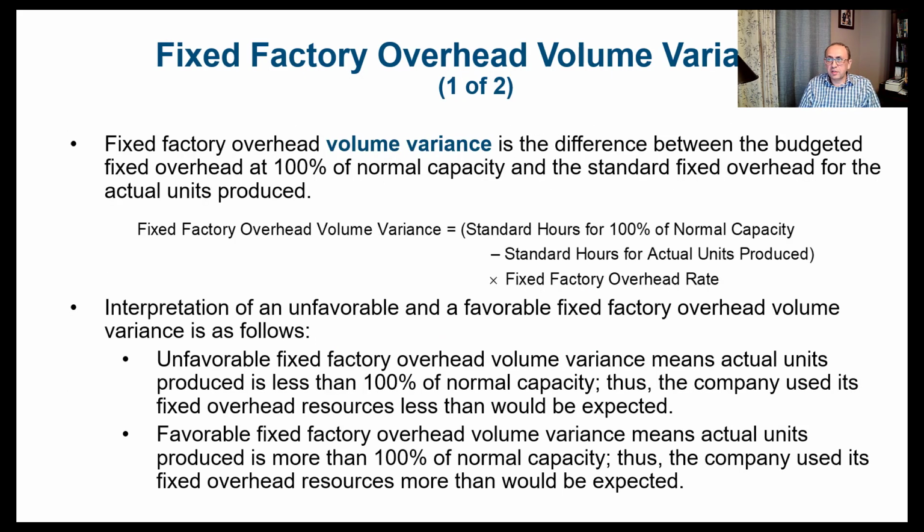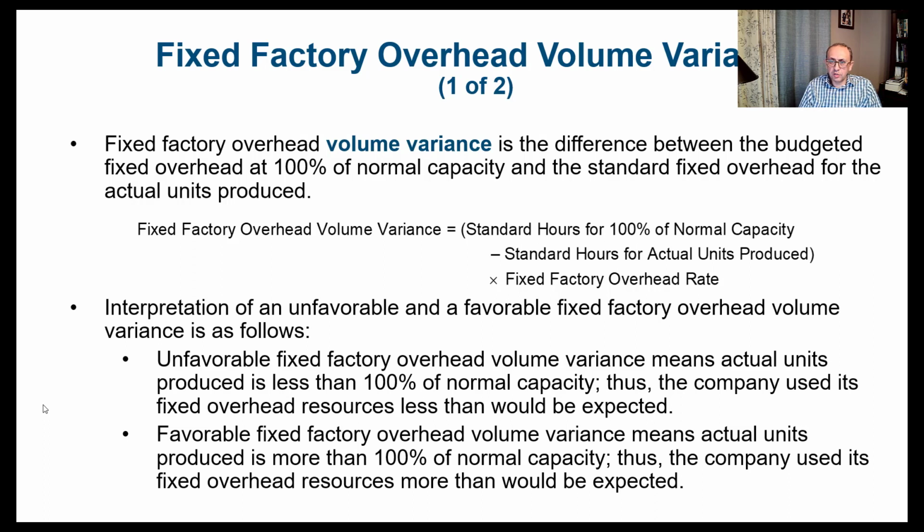So let's see the fixed factory overhead volume variance. The fixed factory overhead volume variance is the difference between the budgeted fixed overhead at 100% of normal capacity and the standard fixed overhead for the actual units produced. So how do we calculate the factory overhead volume variance again? It's the standard hours for 100% of normal capacity minus the standard hours for actual units produced, multiplied by the fixed factory overhead rate. Remember, this fixed factory overhead rate for our example was $2.40.